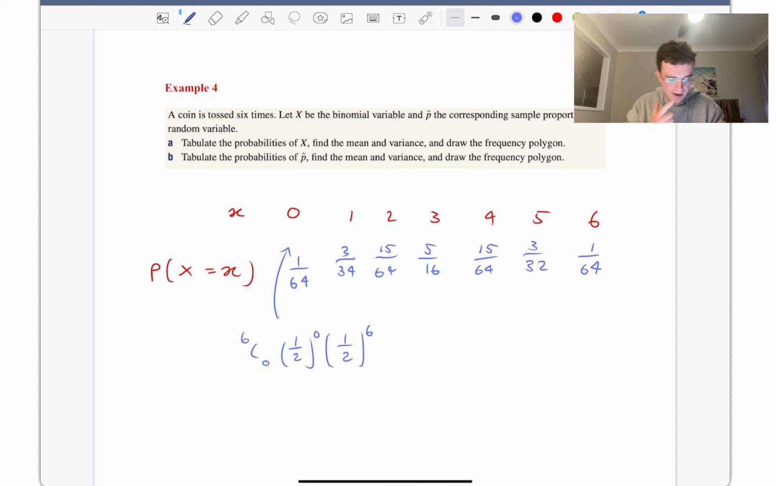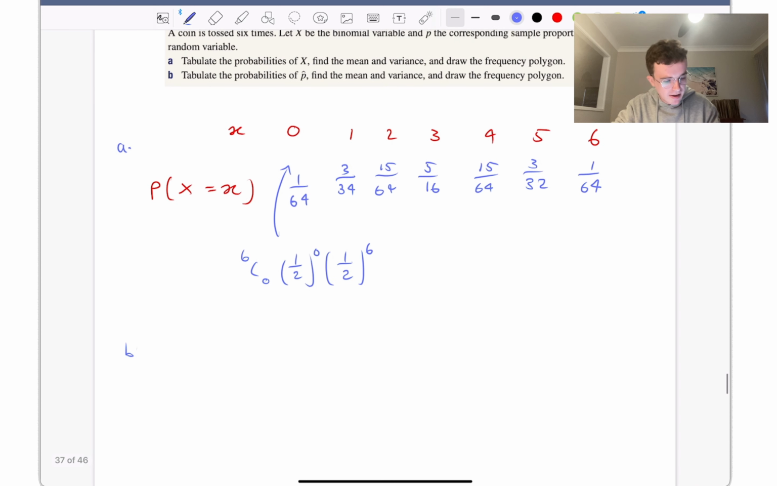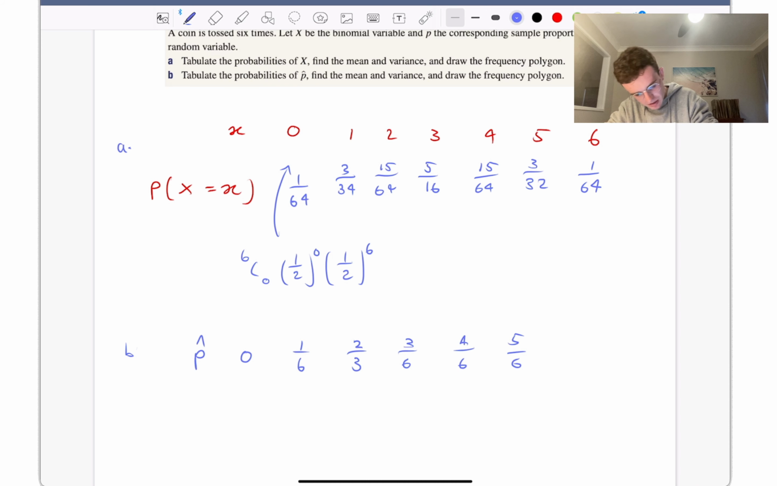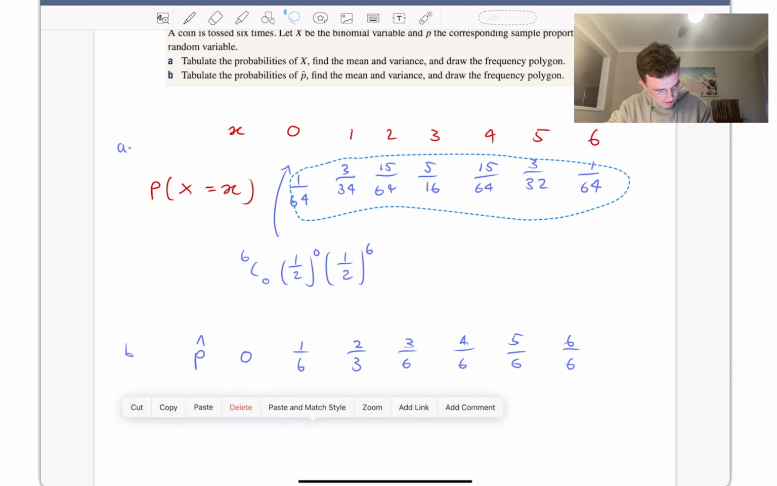Now I'm going to leave the frequency polygon, as a famous textbook would say, it's going to be left as an exercise to the reader. Now we're going to look at p̂. Now p̂ are just our proportions: the proportion of getting 1 head would be 1 on 6, and then 2 on 6, 3 on 6, 4 on 6, 5 on 6, and 6 on 6. And we've said that these probabilities are the same, and they are. So it's the same thing.